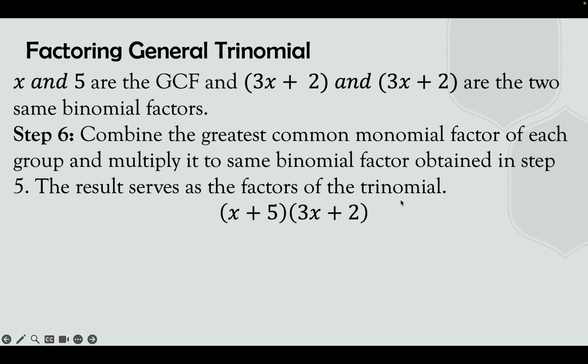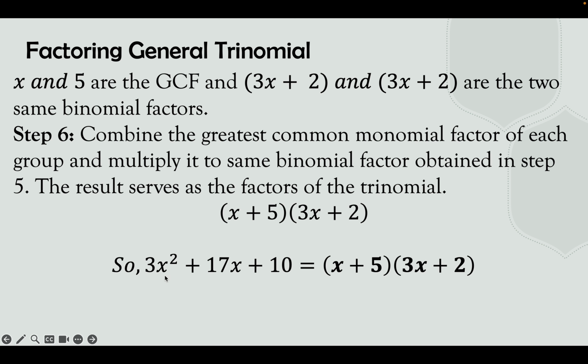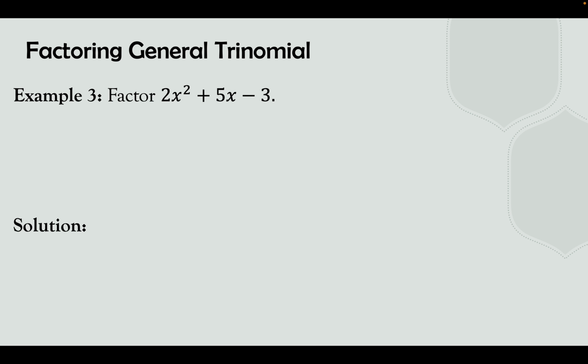So we have here x plus 5 times 3x plus 2. Now, your factored form of 3x squared plus 17x plus 10 is x plus 5 times 3x plus 2. Now, if you use the FOIL method, you will go back to your given trinomial, which is 3x squared plus 17x plus 10.